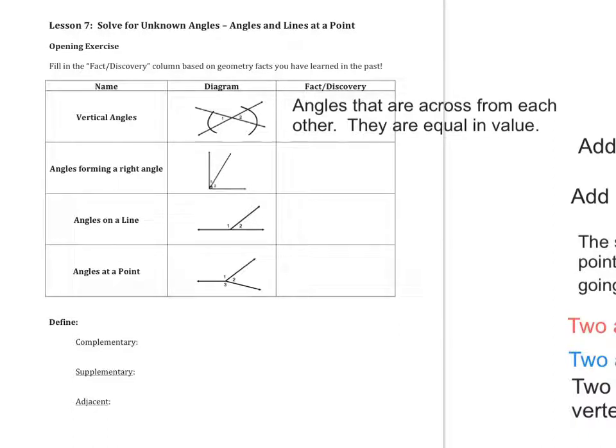The second one, angles forming a right angle. A lot of you know that right here we have a right angle that's usually denoted by a square in the corner, and what we're going to write there is that angles that add up to 90 degrees.